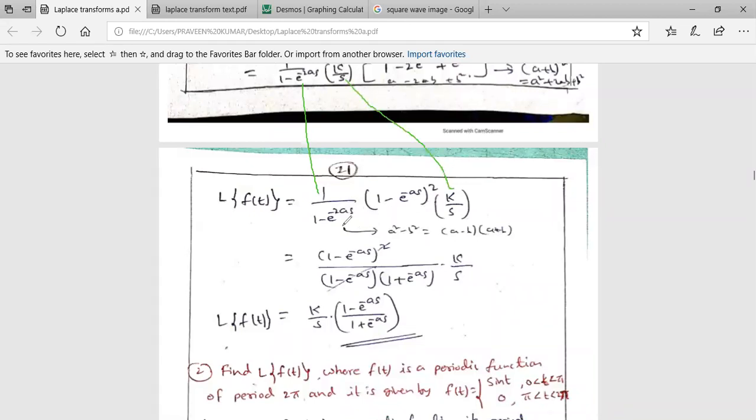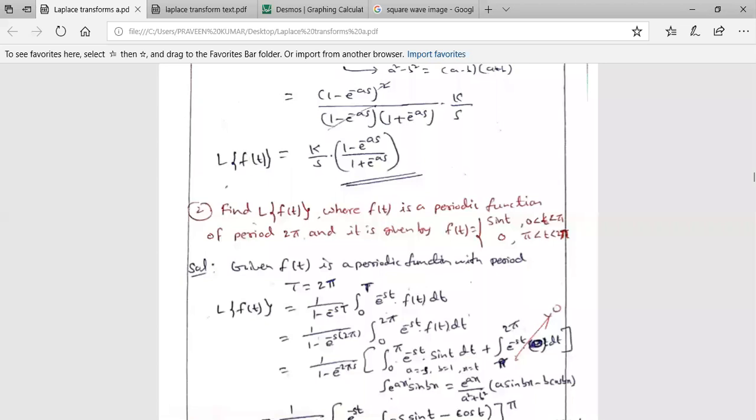Now to make the cancellation, we write the denominator in the form of (a minus b)(a plus b), which is a square minus b square. So we'll write 1 minus e power minus as into 1 plus e power minus as. Therefore one term and one term here get cancelled, and the remaining term is k by s into 1 minus e power minus as divided by 1 plus e power minus as. Like this we find the Laplace transform of a periodic function.